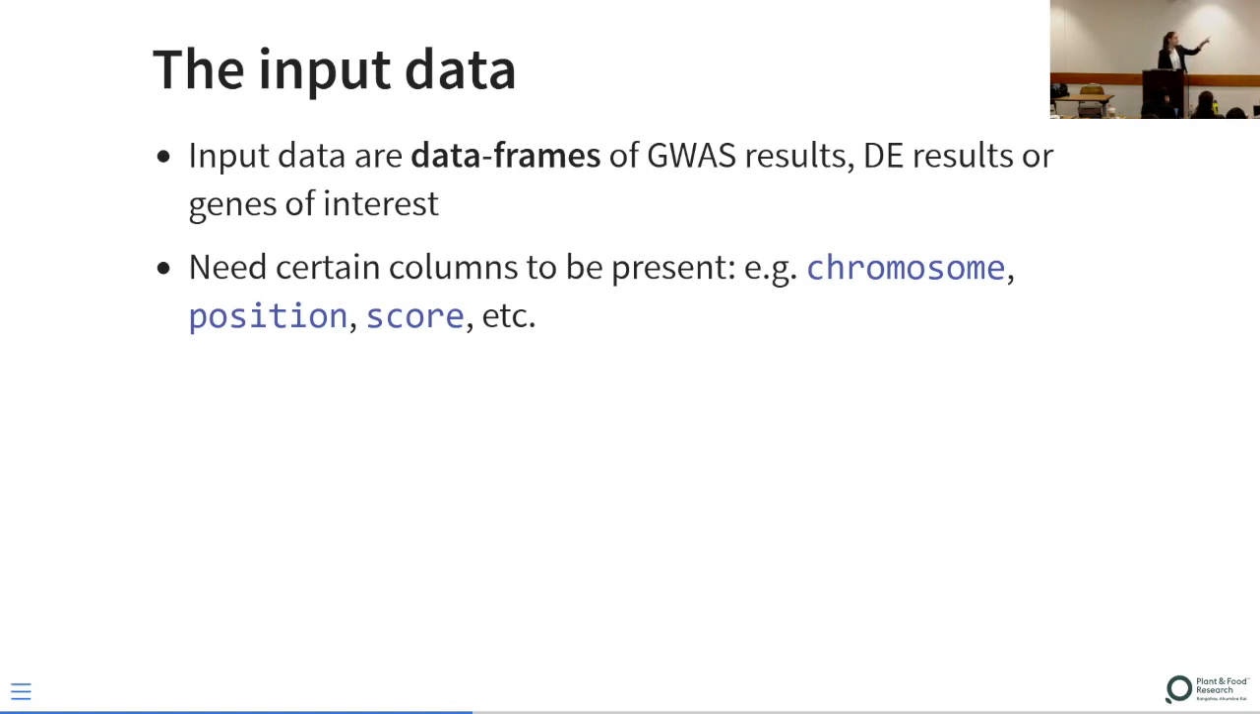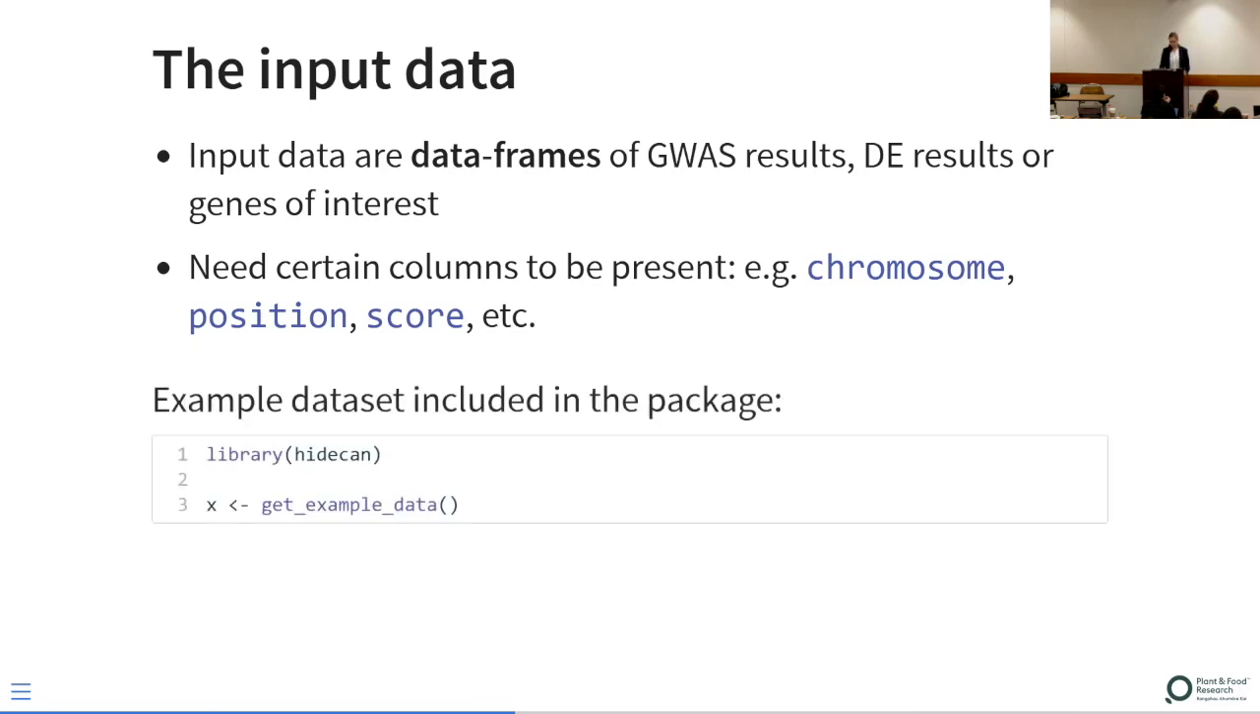When I'm talking about GWAS or differential expression results, I'm talking about all the results. So the marker score for all of the markers that you tested, not only the significant ones. Technically, when talking about the R scripting itself, you need certain columns to be present in your input data frame, stuff like chromosome, position, score, etc. I won't go into detail, but there will be more information in the documentation.